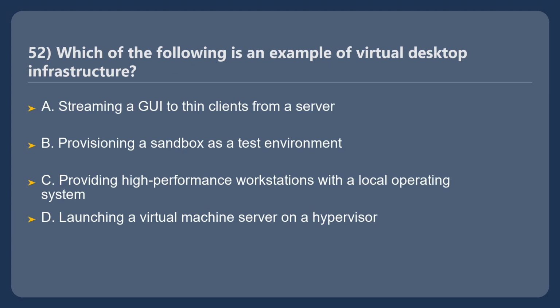Question 52. Which of the following is an example of virtual desktop infrastructure? Option A, streaming a GUI to thin clients from a server. Option B, provisioning a sandbox as a test environment. Option C, providing high-performance workstations with a local operating system. Option D, launching a virtual machine server on a hypervisor. The correct answer is option A, streaming a GUI to thin clients from a server.